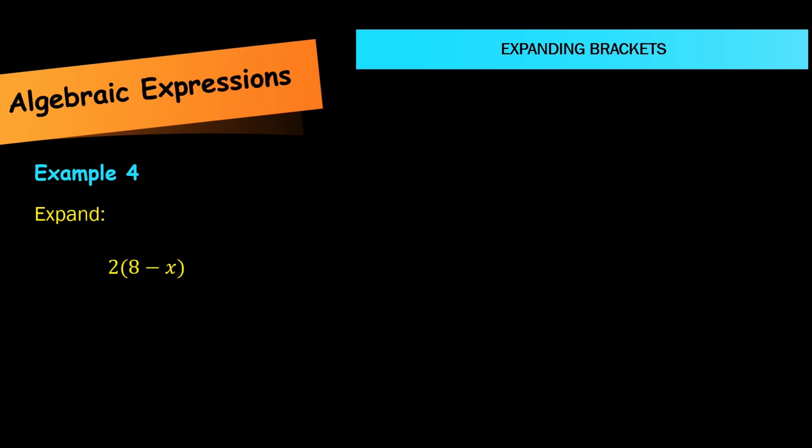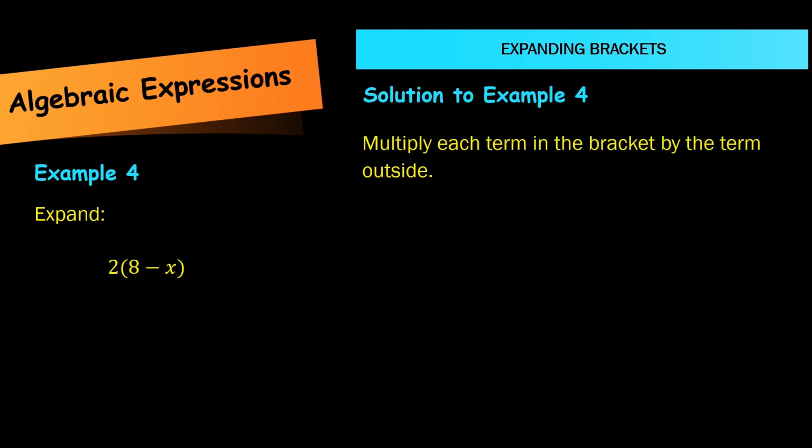And now for another example. Pause the video and have a go. Press play when you're ready to view the solution. So let's solve this. Again, we're required to expand the expression shown on your screen. We therefore multiply each term in the bracket by the term outside. And so 2 times 8 is 16. 2 times minus x is minus 2x. And here we've expanded the expression.